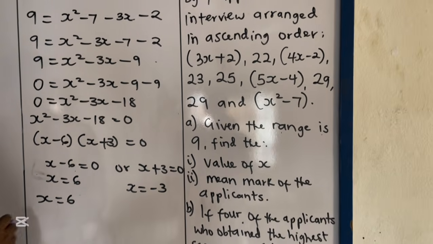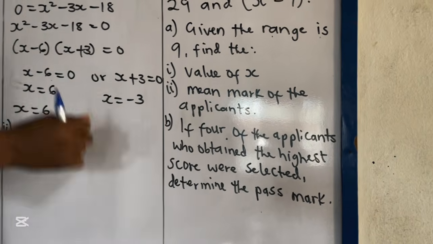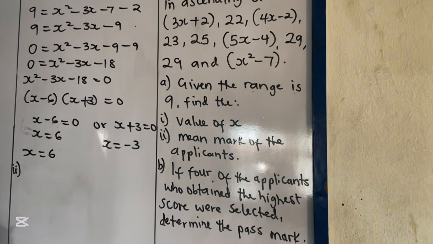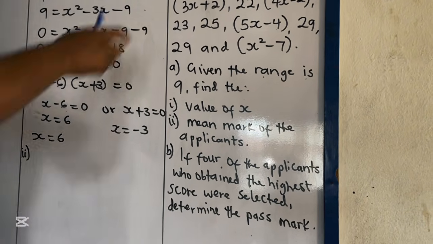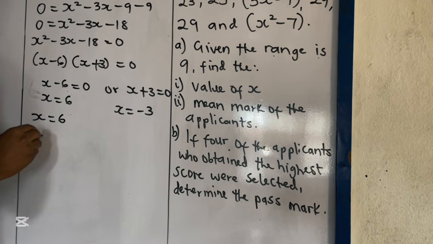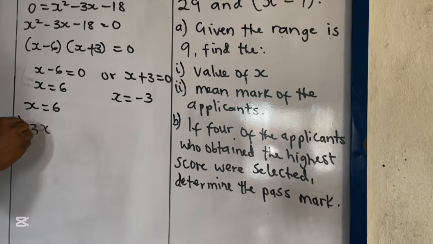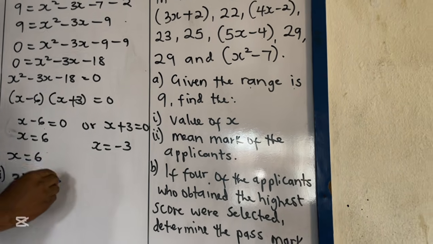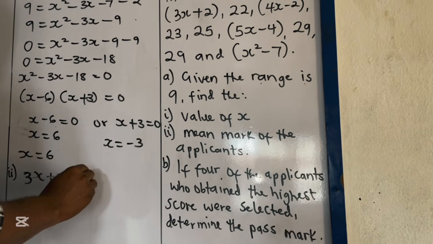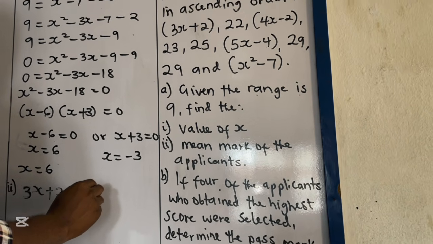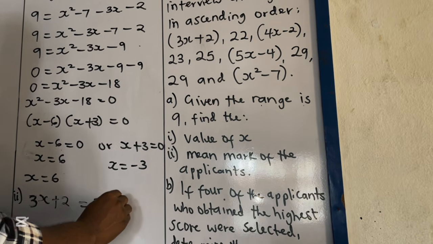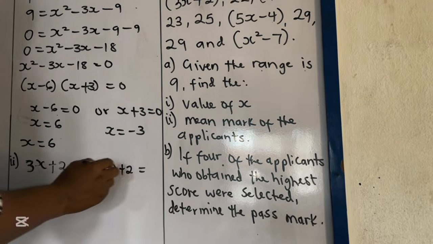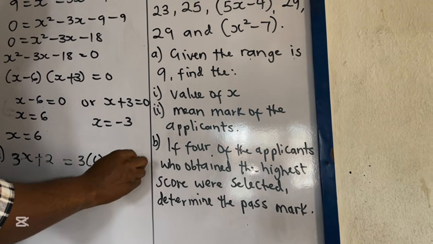Now the next question is to calculate the mean mark of the applicants. Don't forget that in the question we still have scores that have x, so we are going to substitute x into those different scores. The first one is 3x plus 2. With x as 6, 3 times 6 gives me 18, and 18 plus 2 gives me 20.